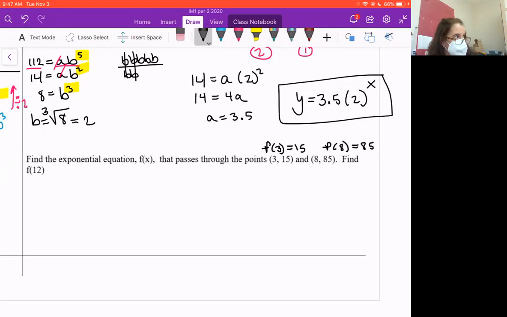So I'm going to do this point first because I like to put the bigger exponent on top. So I'm going to get 85 equals a times b to the 8th. That's my first point. My second point is 15 equals a times b to the 3rd. And then I'm going to divide.